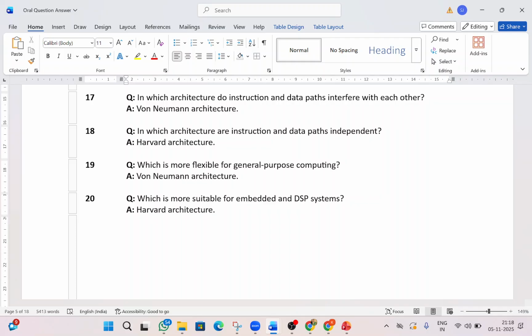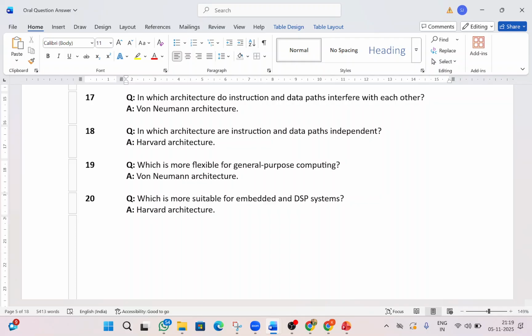19th number question. Which is more flexible for general purpose computing? Von Neumann architecture, because its unified memory allows more dynamic programs, and it's suitable for PCs and laptops.